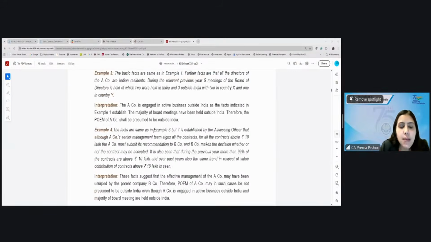Next, the facts are the same as in example 3. But it is established by the AO that although ACO's senior management team signs all the contracts above 10 lakh, the ACO must submit its recommendation to BCO, and BCO makes a decision whether or not the contract may be accepted. It is also seen that during the previous year, more than 99% of the contracts are above 10 lakh, and over the past year the same trend has been seen in respect of contracts over rupees 10 lakh.